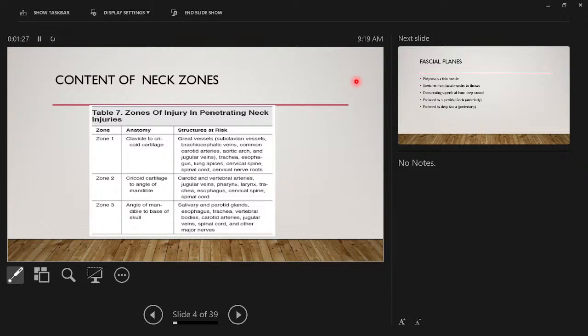Zone 2, from cricoid cartilage to the angle of the mandible, contains carotid, vertebral artery, jugular veins, pharynx, larynx, trachea, esophagus, and cervical spine and cord. Zone 3 is from the mandible to the base of skull. It contains the salivary and parotid glands, esophagus, and the carotid arteries with the same major nerves.